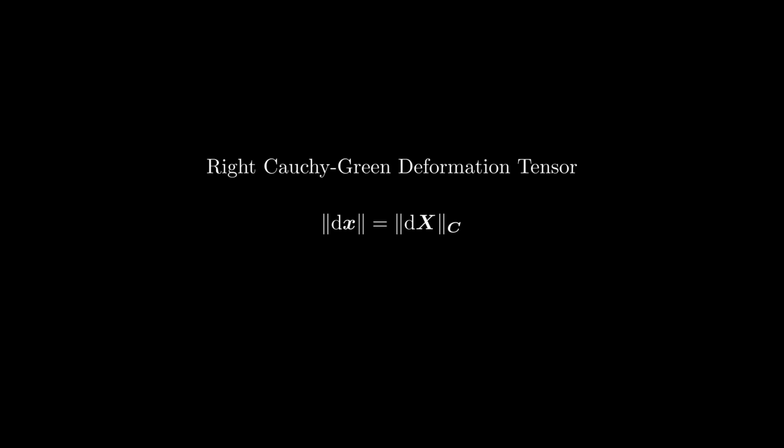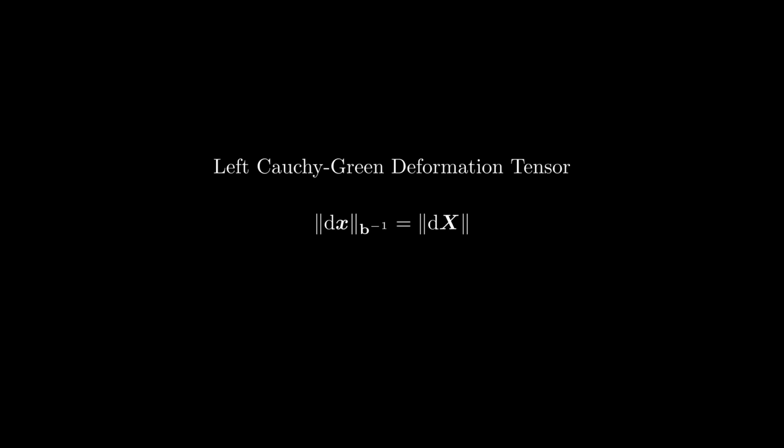This means that C helps us to relate the length of an undeformed line element to the length of the deformed line element. If C is large, then the length of the deformed line element is large and vice versa. We can also derive a similar relationship for the left Cauchy-Green tensor. Specifically, the inverse B norm of a deformed line element is equal to the norm of the corresponding undeformed line element. So if B is large, its inverse is small, and thus the length of the deformed line element must be large compared to the length of the undeformed line element.